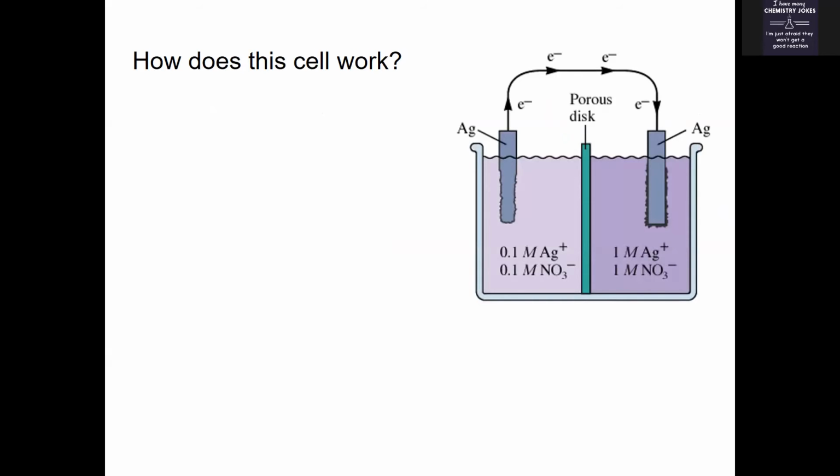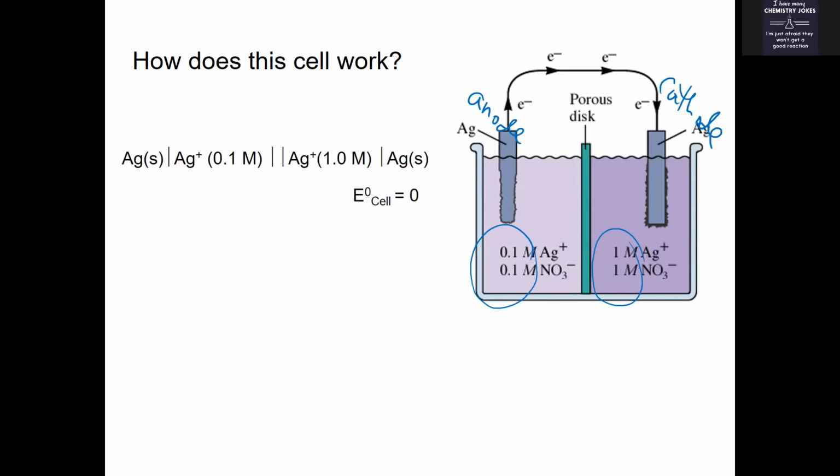Do you get electron flow between 2 silvers? Yes, if they're different concentrations like these are. We have arrows already on our wire that tell us electrons are flowing from the less concentrated to the more concentrated. This is our anode. This is our cathode. So if we look at a cell notation, that's this.